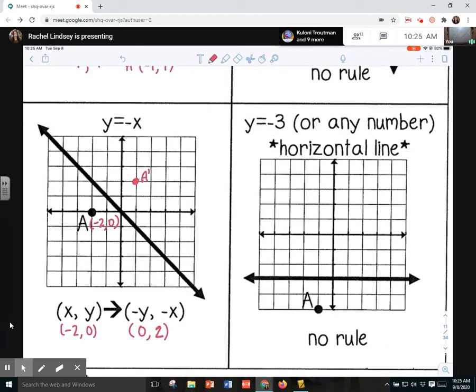Okay, and then the last two kinds that we can have are the reflection over y equals a number or x equals a number. For that, there's no rule. You just have to look at it, and what I do is I count from where my line of reflection is. I have to go down 2 to get to that A, right? So if I want to reflect it over that line, I have to go up 2, right? So if I go down 2 to get to my A, I go up 2 to get to my A prime.